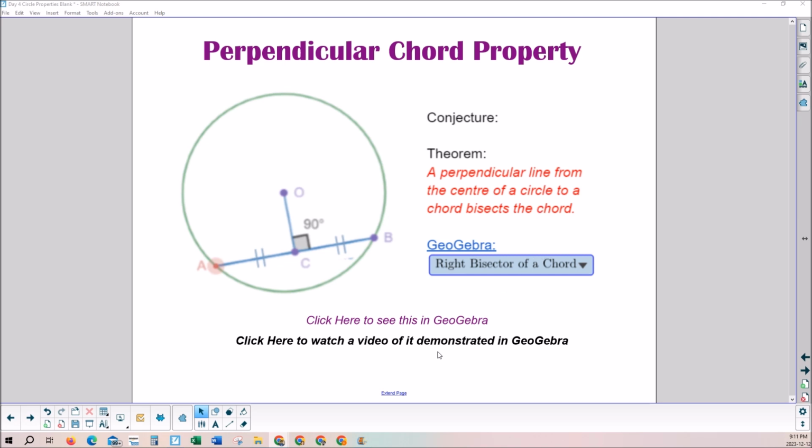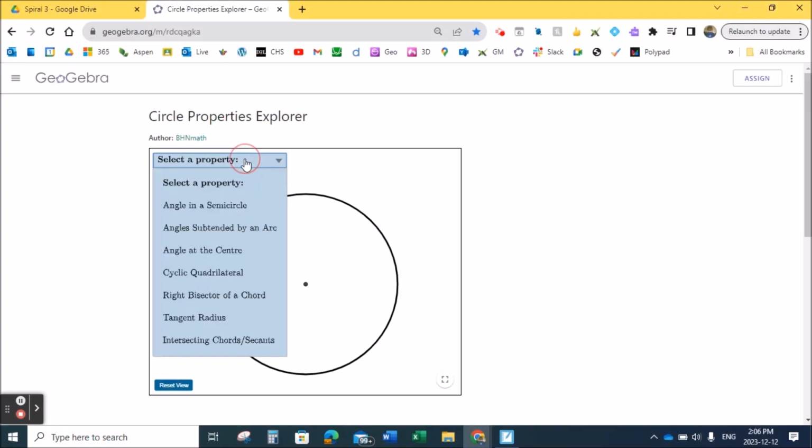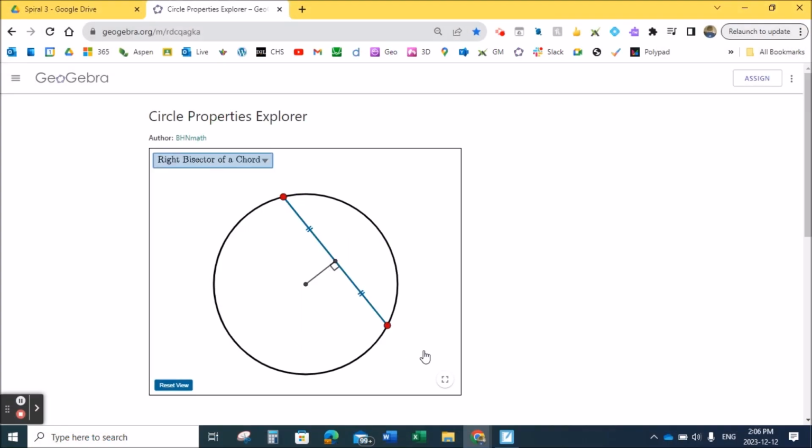And then you can watch this demonstration of this proof in general on GeoGebra. The property we're looking at is the right bisector of a chord. And you can see this looks just like the one that we have in our notes. And it says if you have any chord and you cut it in half into 2 equal spots, that line from the midpoint to the center is perpendicular. Or if you take this perpendicular line, it will cut it exactly in half.